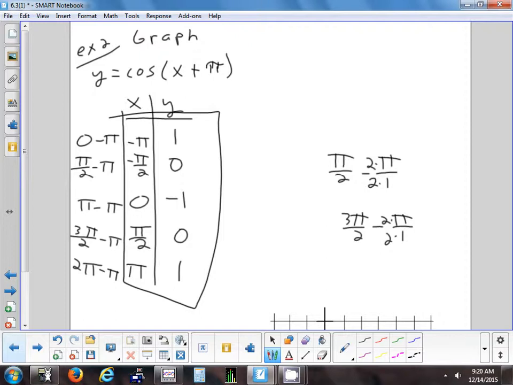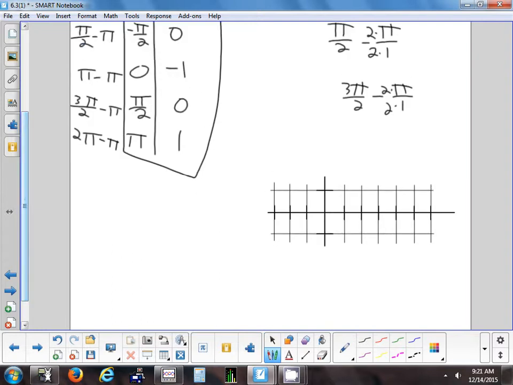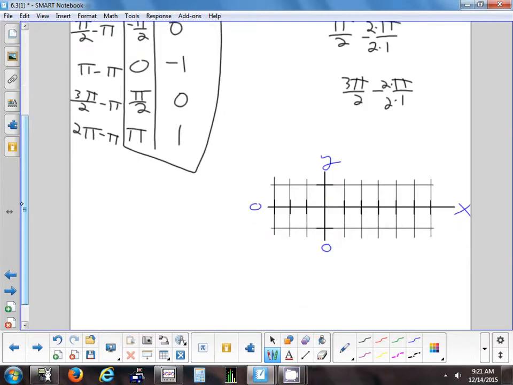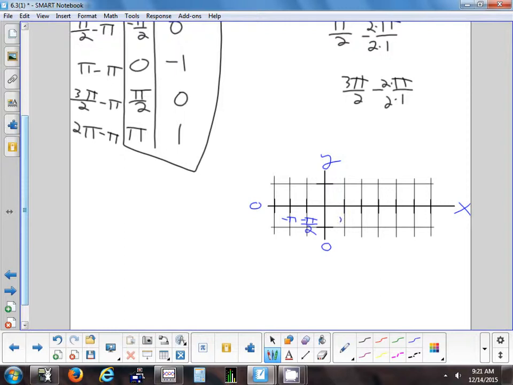All right, now let's just make our graph. This time we do need to go into the negatives a little bit. So we've got my axes there. That's going to be 0, 0. And let's see, we've got negative pi over 2. 0 I've already got labeled. Pi over 2 and pi.